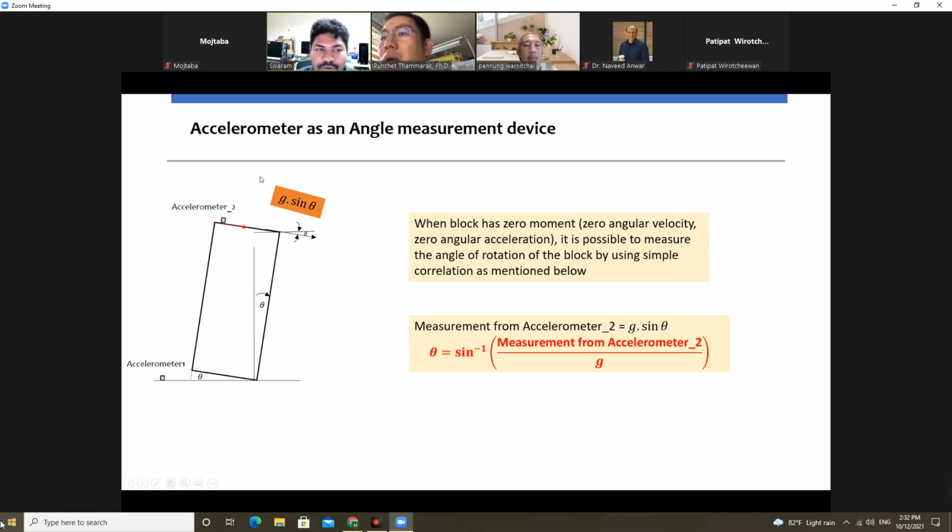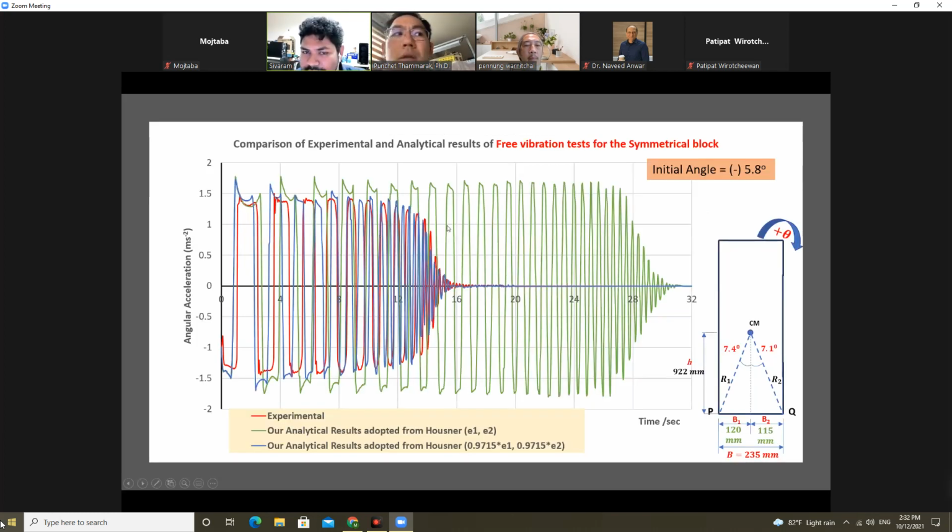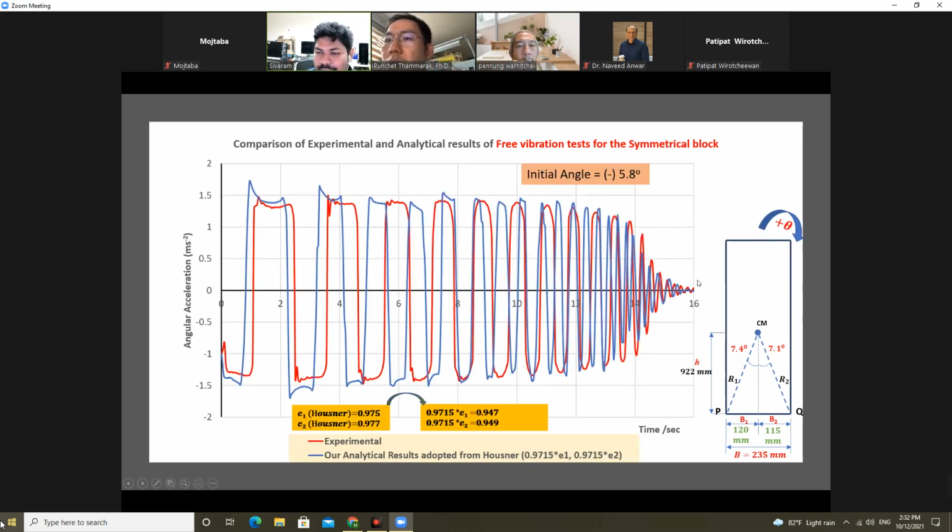I explain this because we did a free vibration test for the symmetrical block. These are the results for the free vibration test for the symmetrical block. We put an initial angle of minus 5.8. The green one is for Housner's coefficient of restitution, and the red one is our experimental results. Then for the blue one, we modified Housner's coefficient of restitution by some small factor. Even for a small factor, the response reduced drastically, and it properly matched our experimental results.